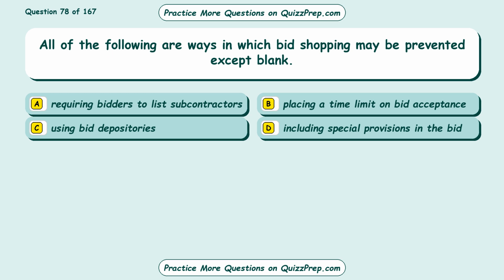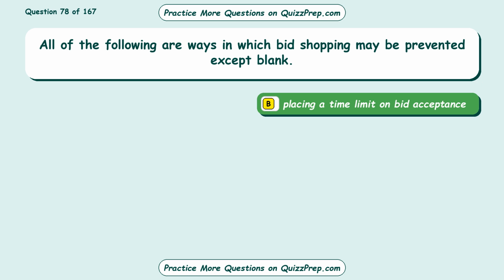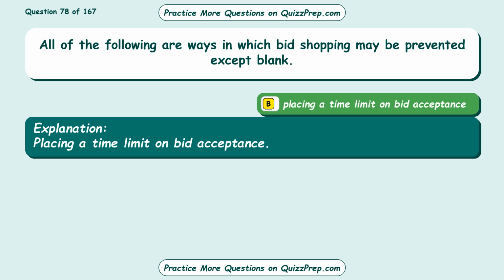Question 78. All of the following are ways in which bid shopping may be prevented except blank. Option A, requiring bidders to list subcontractors. Option B, placing a time limit on bid acceptance. Option C, using bid depositories. Option D, including special provisions in the bid. The correct answer is option B, placing a time limit on bid acceptance.